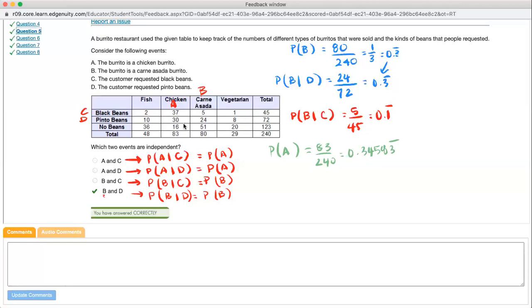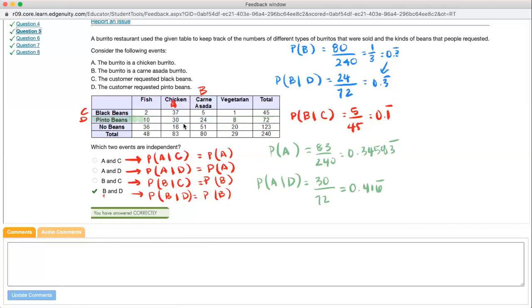Probability of A given D. So if you're given D, you're looking at D, right? That is what's given, and you want A out of it. So probability of A given D is going to be 30 out of 72. 30 divided by 72 is, and that's repeating, right? So not equal.